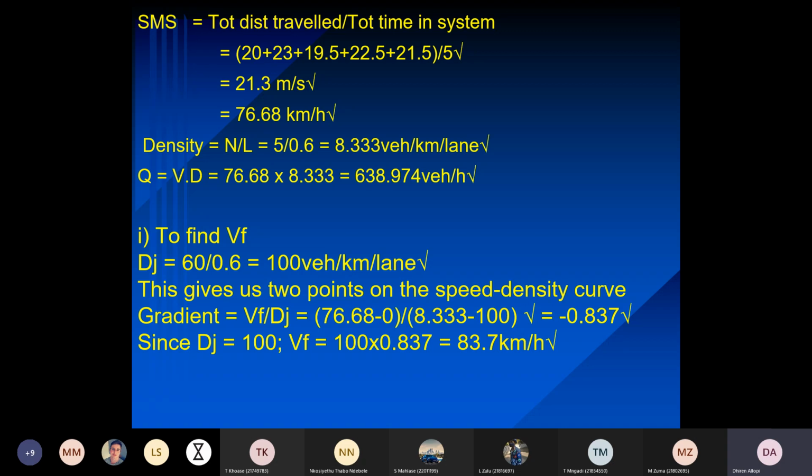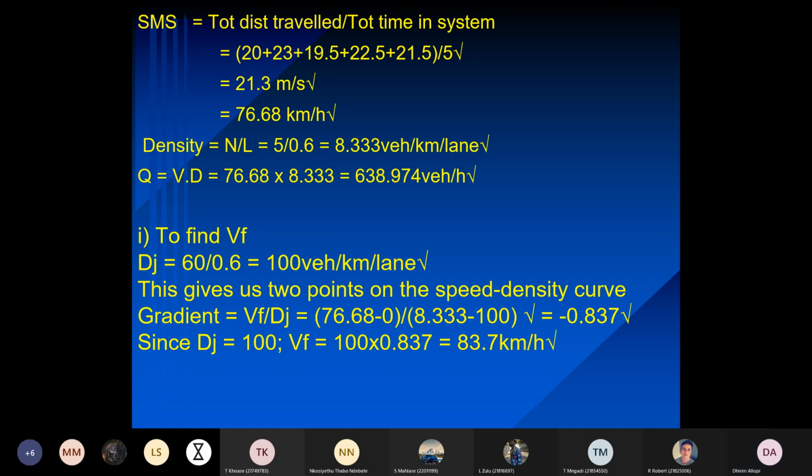That minus sign simply denotes the direction of the curve. If it's from left to right, then it indicates a negative. From right to left, it indicates a positive. But that's not really important. What is important is the value, 0.837. That is the gradient, 0.837.